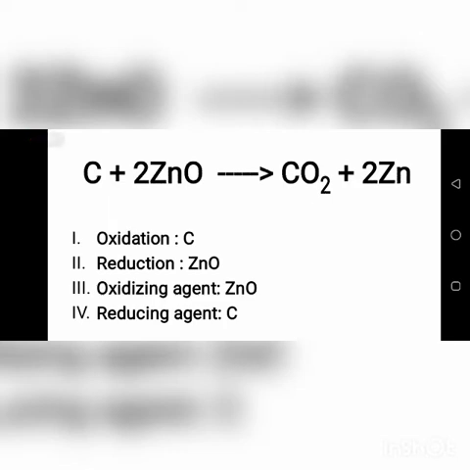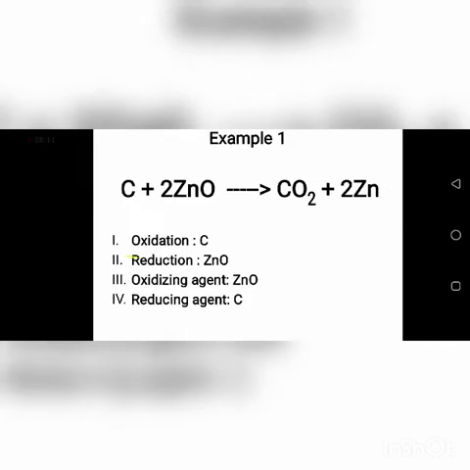And the oxidizing agent: any substance that undergoes reduction will be the oxidizing agent, and any substance that undergoes oxidation will be the reducing agent. That means zinc oxide is the oxidizing agent, while carbon is the reducing agent.